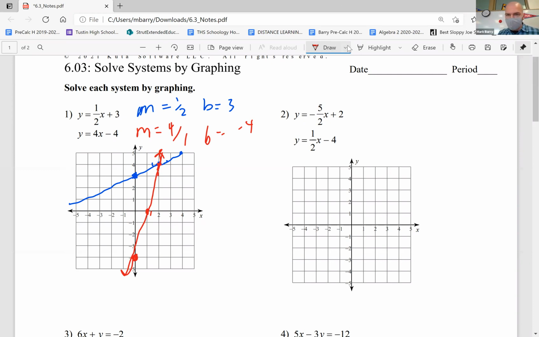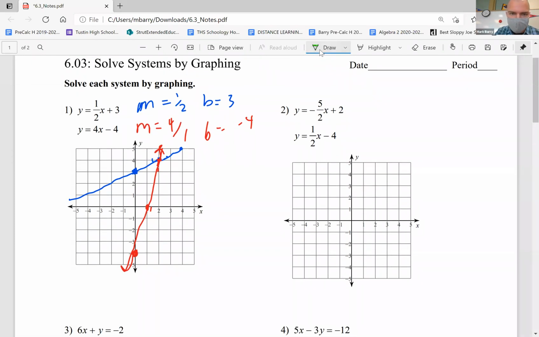The intersection point is going to be our answer to the question. It looks like on this one, remember that's going to be an x comma y, so that's going to be 2 comma 4, representing that point right there. That's it.